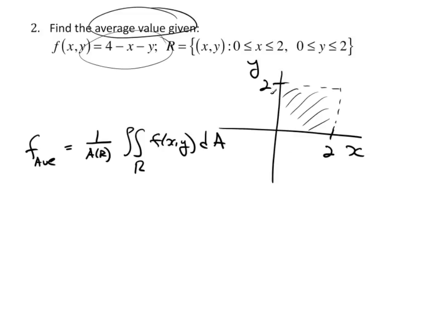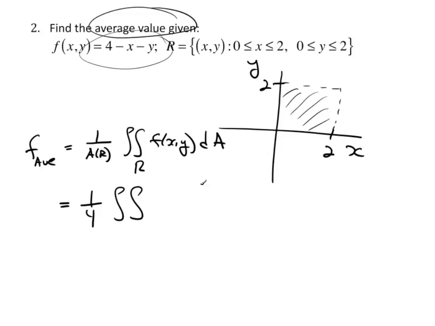So this region is just this 2 by 2 square. If it was some other region, I would simply do a single integral to find out what the area is on the xy plane. So this is just going to be 1/4, because 2 by 2 is 4. So this is 1 over 4 times the double integral.